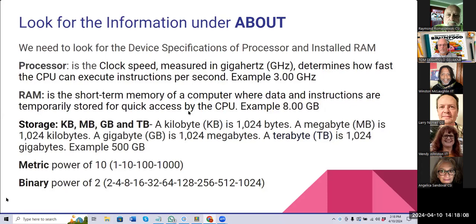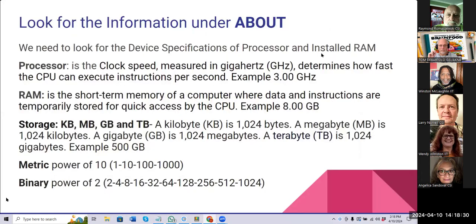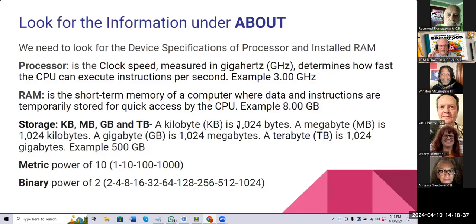When you look at that and the storage, you're looking at basically the metric system: kilobyte, megabyte, gigabyte, and terabyte. And so when you look at that, you'd say, okay, a kilobyte should be 1,000. But actually, we see that a kilobyte for a computer is 1,024 bytes.